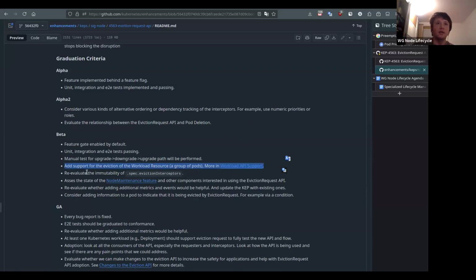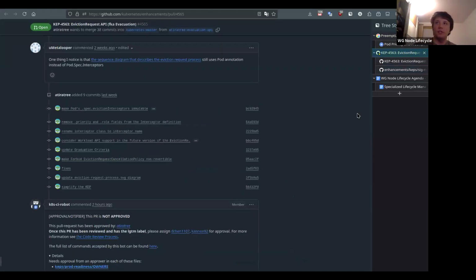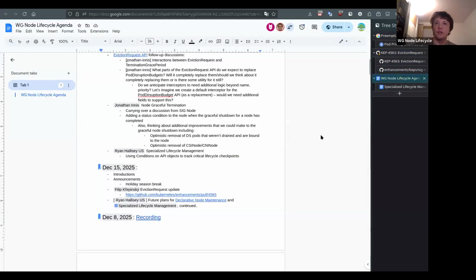So let's see. The same thing I guess is about the immutability of the interceptors. Once we have the alpha, we can decide what kind of these things are the most pressing ones, and we should get more feedback on this. So this is just a rough plan of what we plan to do. Yeah, so I guess that's all from my side.